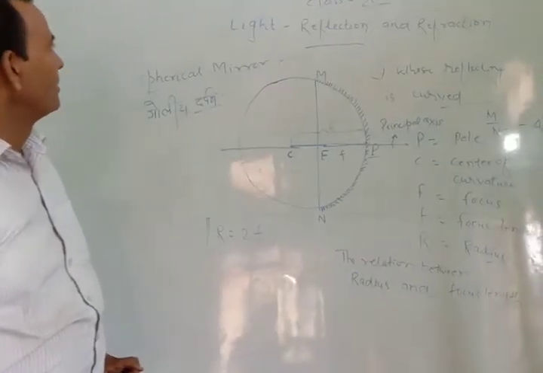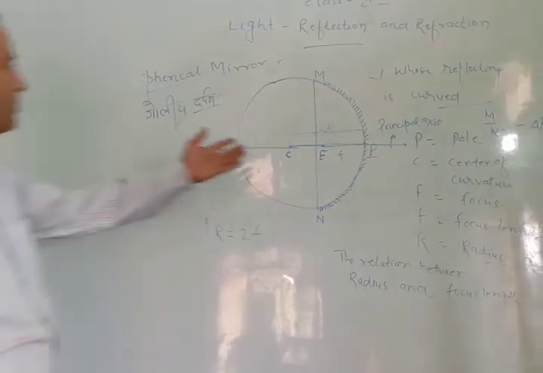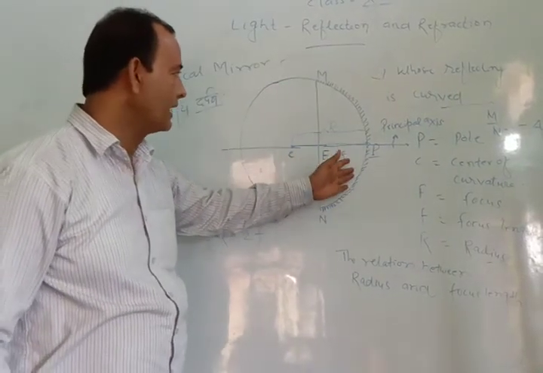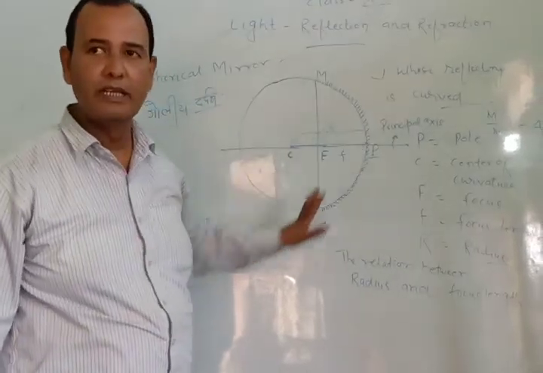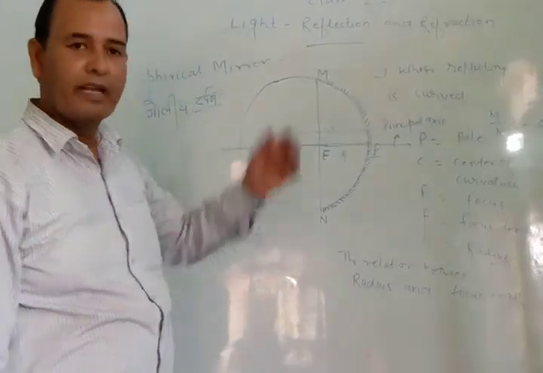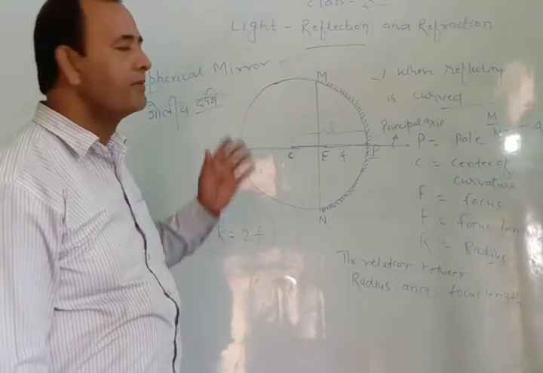So in a spherical mirror, you are seeing the center of curvature, focal length, radius, aperture, principal axis and all those things. And in our next video, we will discuss how many types of spherical mirror there are.